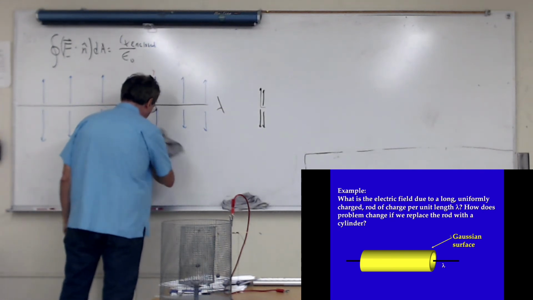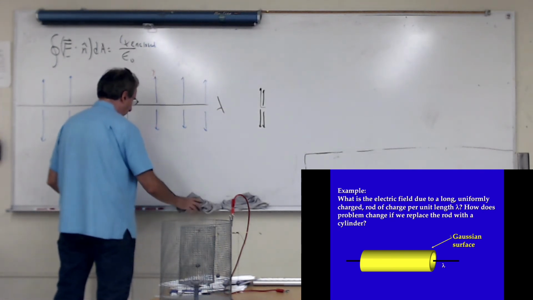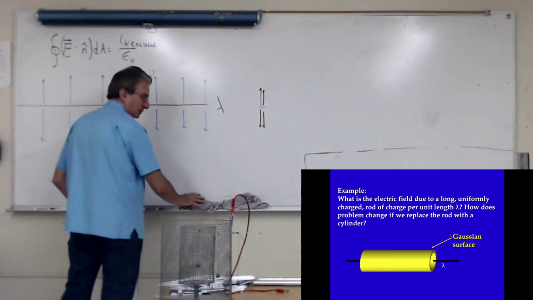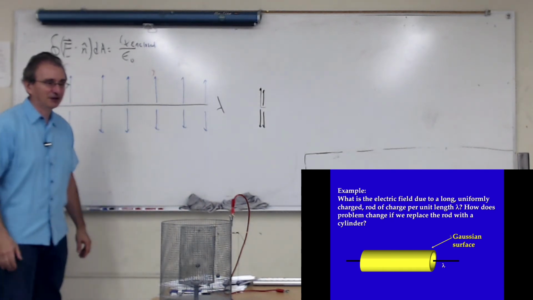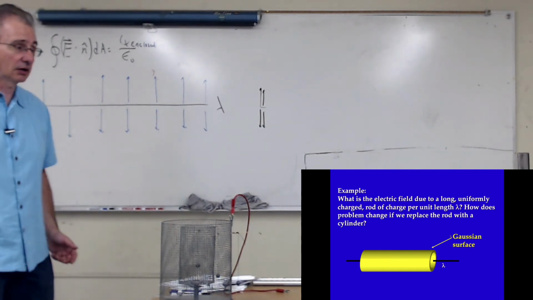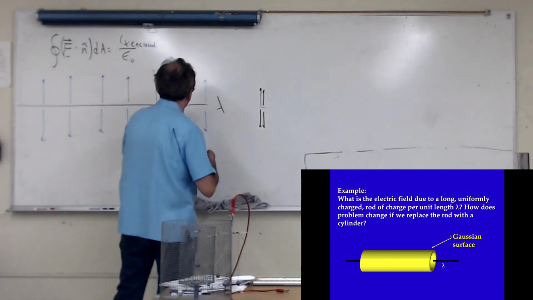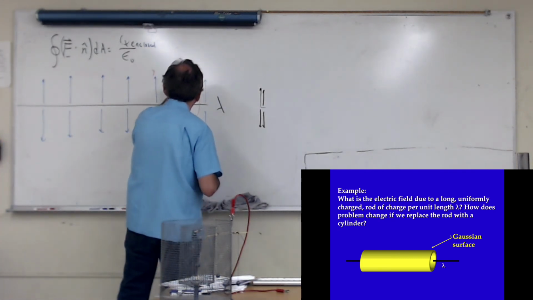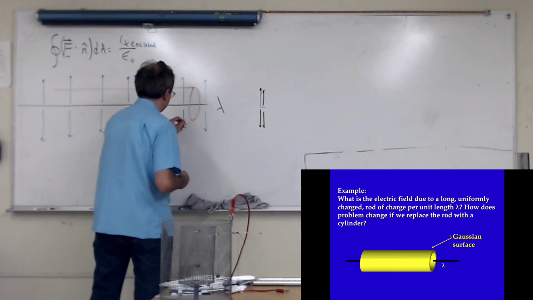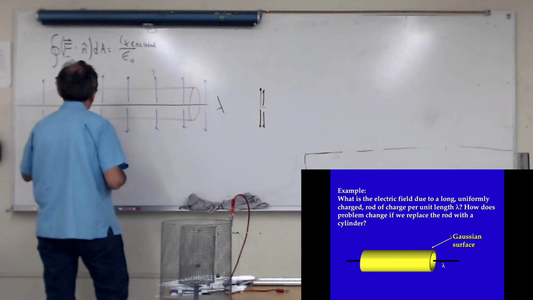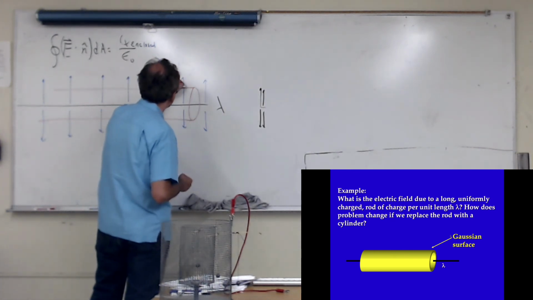I want to pick a better surface than a sphere. What would be a good surface I should choose? Well, you see it in the picture. Okay, I would choose a cylinder. Why do I choose a cylinder? Well, look. The normal to the surface of the cylinder is like this.